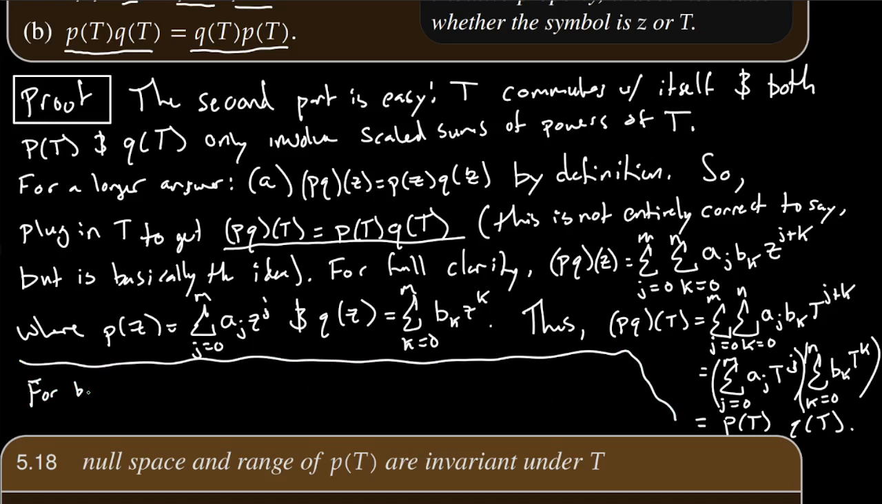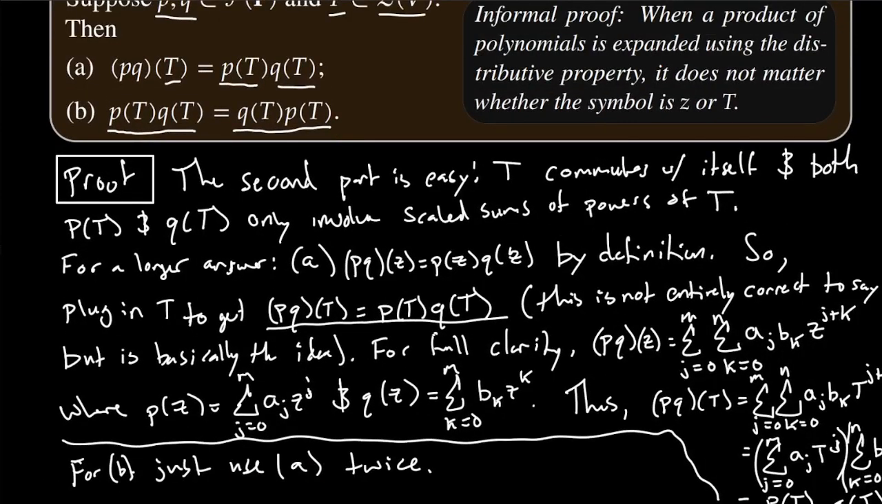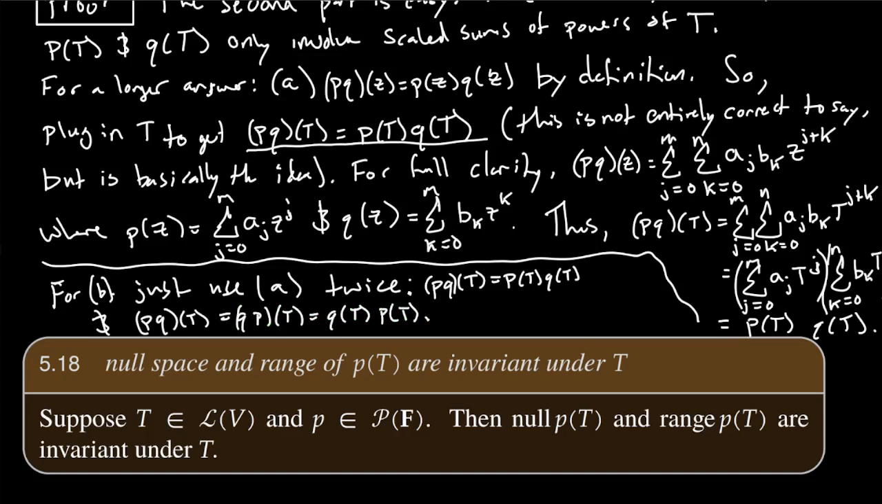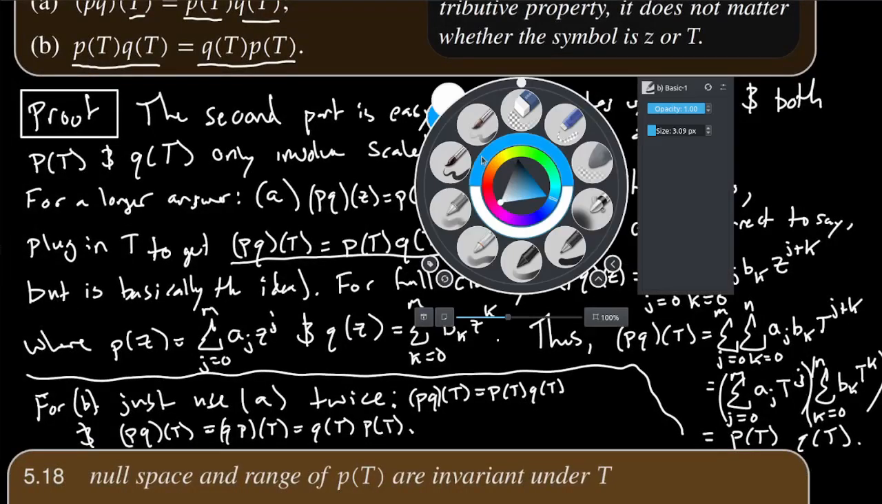So for B, just use A twice. So we can write, we get PQ of T is equal to P of T, Q of T, and PQ of T is equal to QP of T, which is equal to Q of T, P of T. Wow, what a long way to do it. Isn't the first sketch a lot easier?